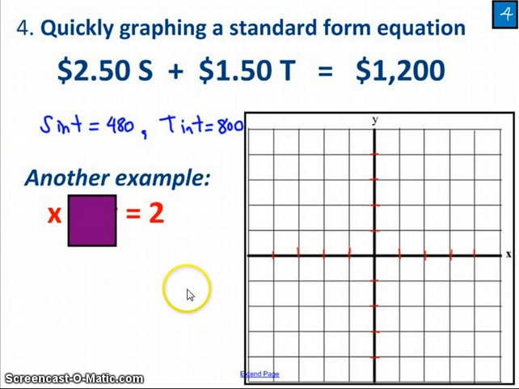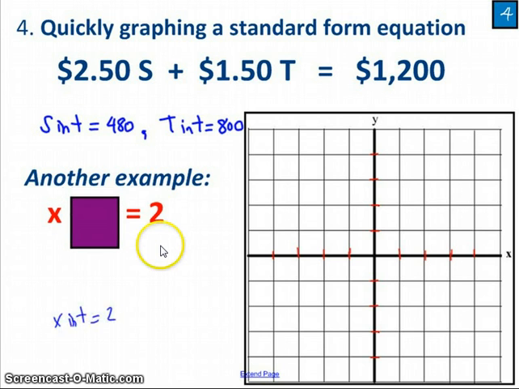But once again, I'm going to use the cover-up method. So I'll cover up the y first. And in that case, like it shows right here, x is going to be 2. In other words, my x-intercept is 2.